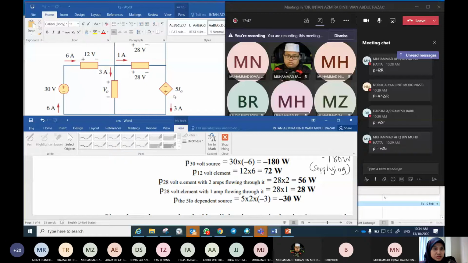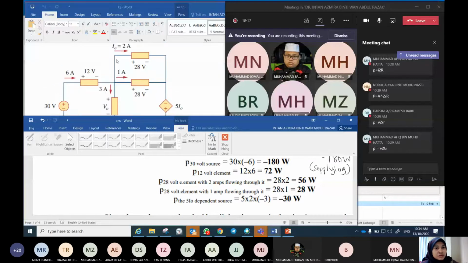is because this is a dependent source. We call it a dependent source because the value of the voltage source depends on I naught here. This is a current controlled voltage source, because the value of this voltage depends on the current. What's the current? It is I naught. Where is I naught? I naught is here.